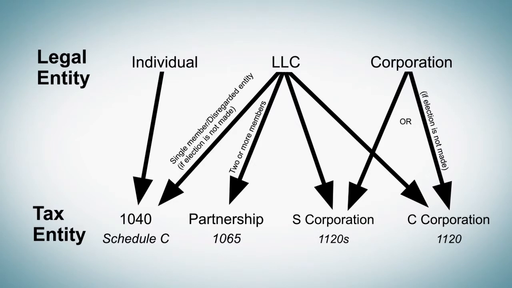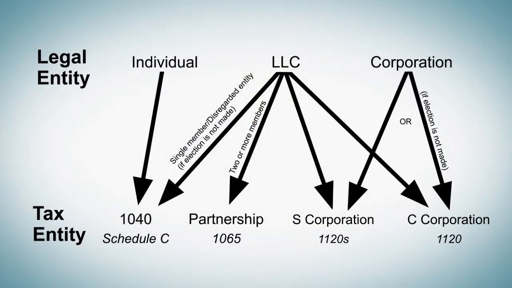So what happens with an LLC a lot of times is a business will start out as a disregarded entity because there's one owner, filing a Schedule C, and then at some point realize that from a tax point of view, the filing would be better as an S corporation or a C corporation. It's a very simple process to move from a Schedule C into an S corporation or a C corporation. And that's the legal entity versus the tax filing.